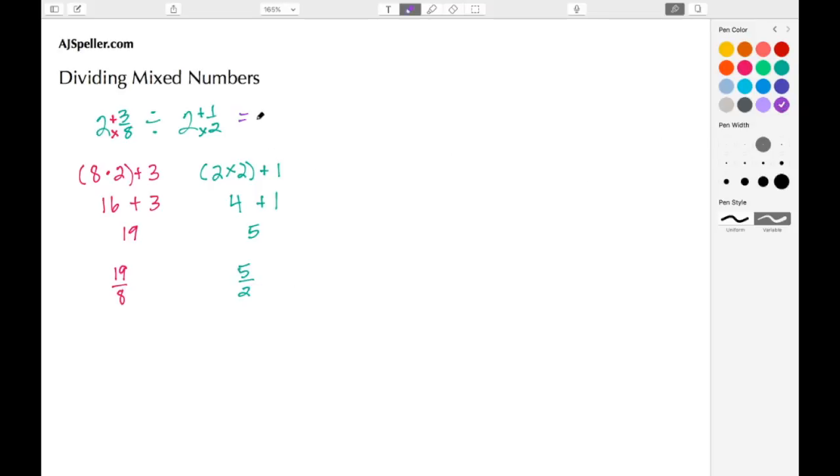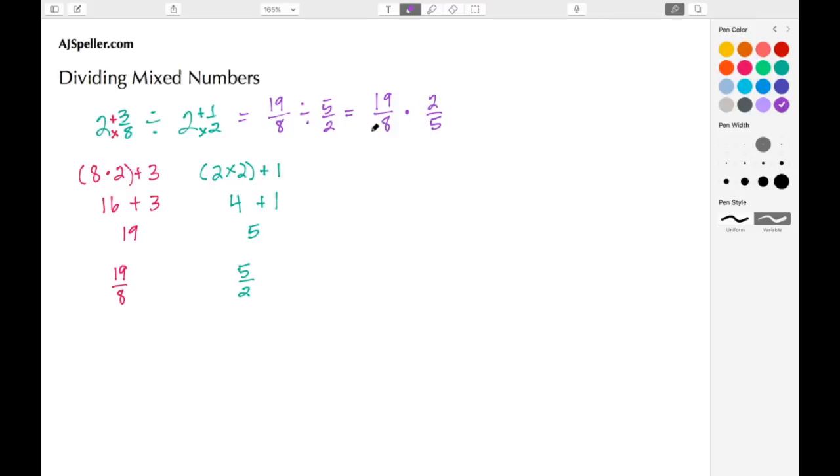So what I have here is 19/8 divided by 5 halves, but we know from multiplying, we know from dividing mixed numbers and fractions, we have to multiply by the reciprocal. So that means we keep the 19/8, we change it to a multiplication problem, and we flip or write the reciprocal of 5 halves, which turns into 2/5. At this point, I see that we can cross cancel.